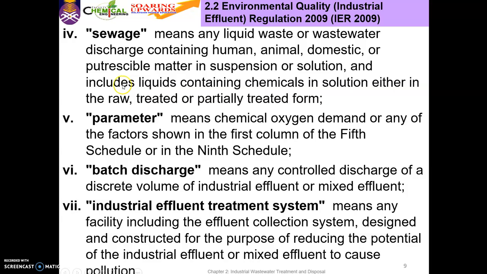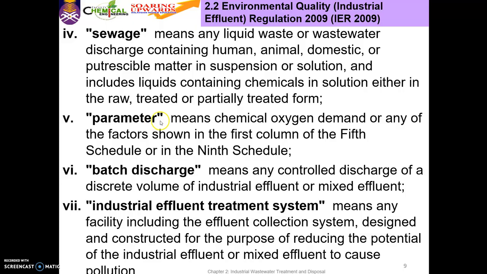Next, the meaning of sewage, parameter, batch discharge, and also industrial effluent. Okay, you need to know the meaning of sewage, where it means any liquid waste or wastewater discharge containing human, animal, domestic, or putrescible matter in suspension or solution. Okay, include liquids containing chemicals in solution either in the raw, treated, or partially treated form.